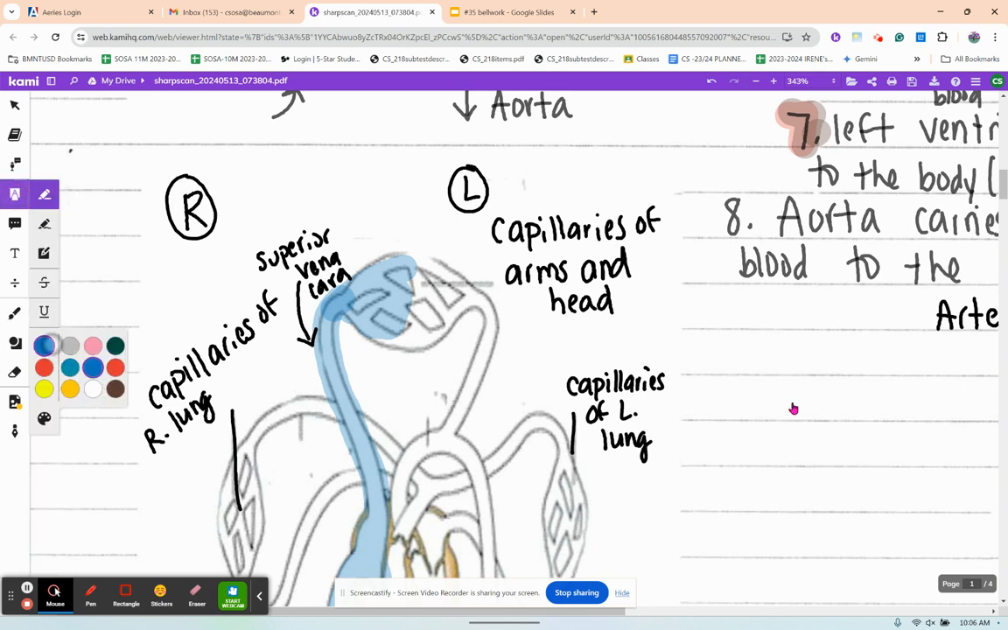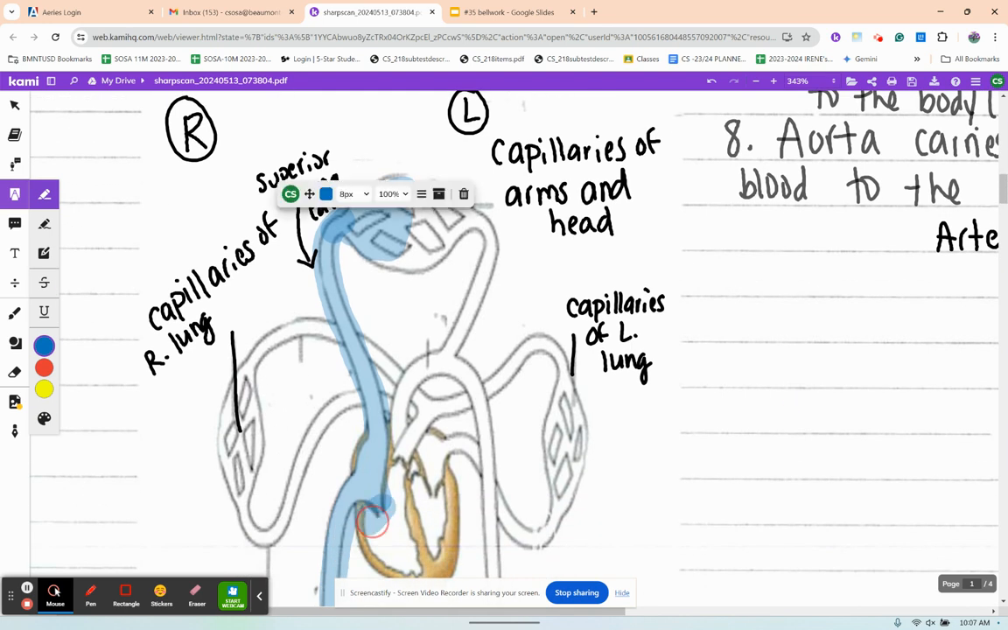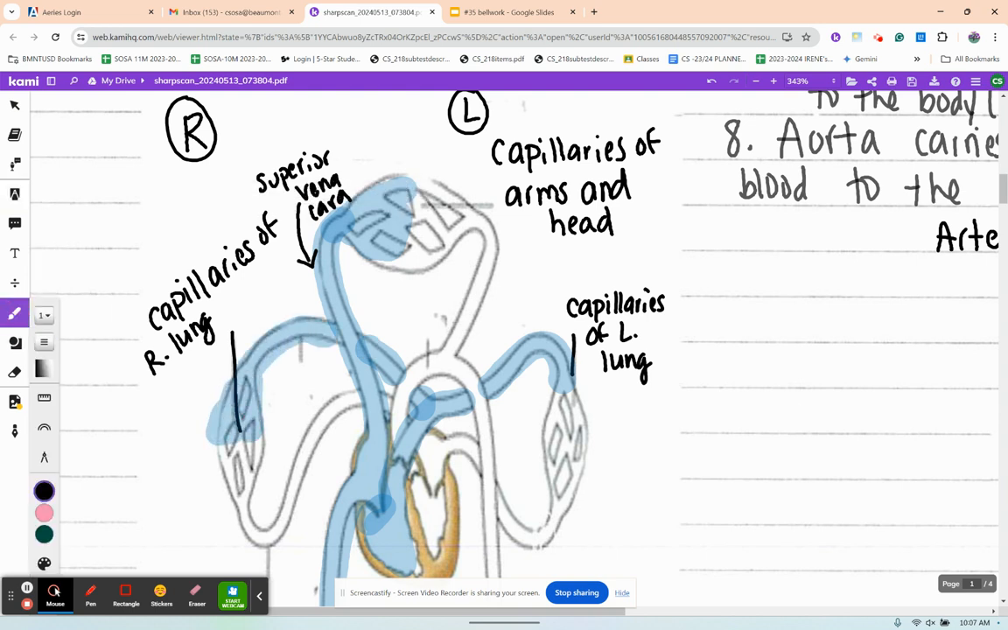And if you recall, our pulmonary artery carries deoxygenated blood away from our heart. And this one right here is going to be our right pulmonary artery.